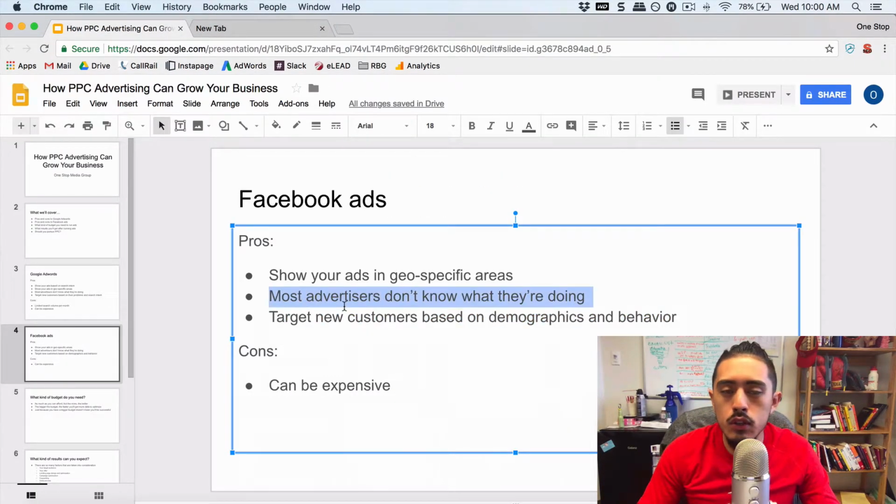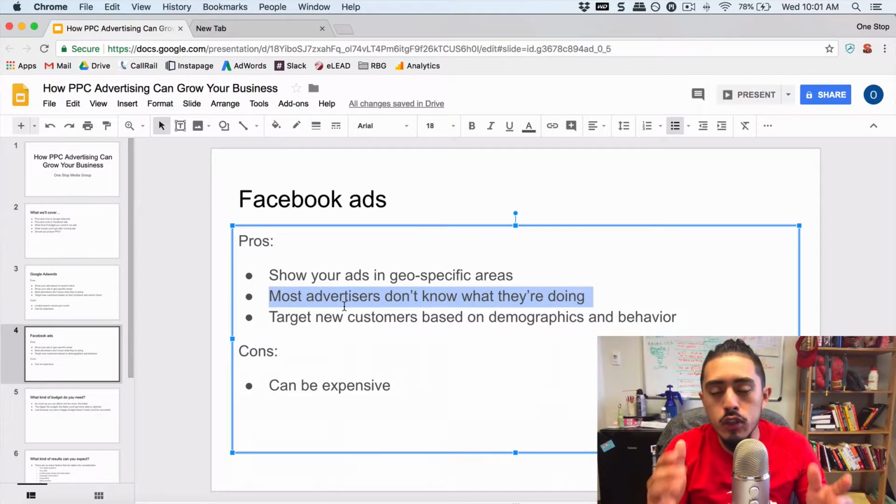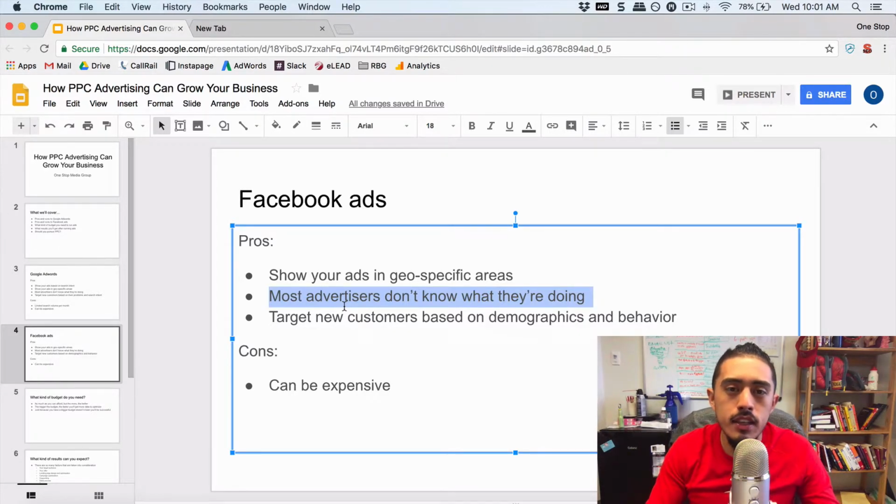And again, just like Google AdWords, most advertisers aren't too good at running Facebook ads. So if you spend a little bit of time, commitment, and effort really drilling down on your campaigns and structuring a well thought out plan for them, you'll see a lot better returns than what most advertisers get by just throwing in $10 to $20 and calling it a day.